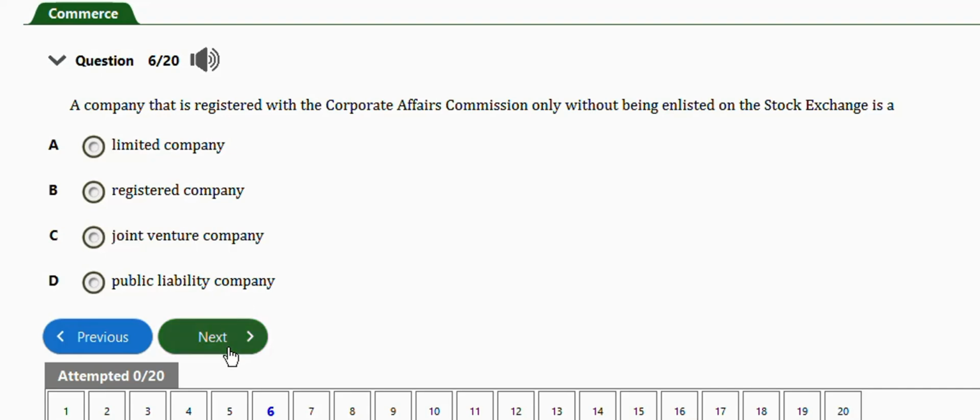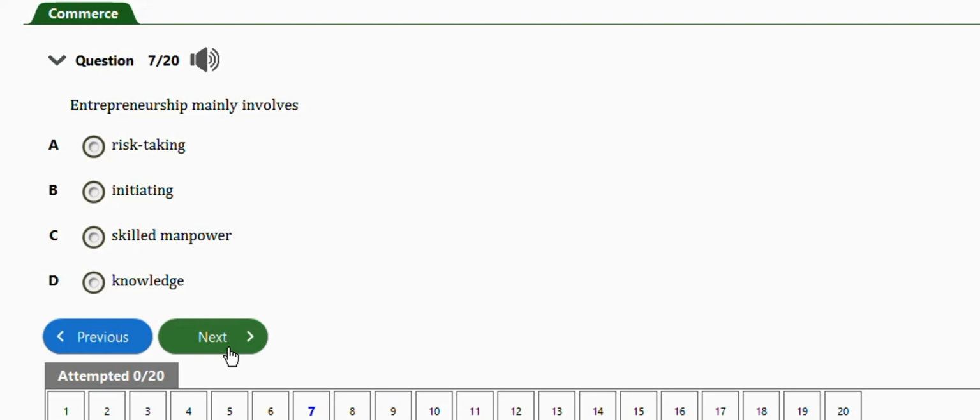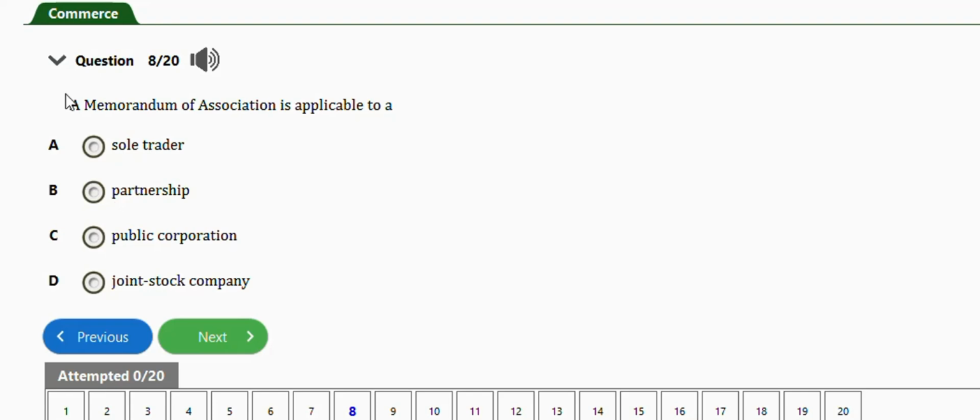Next question. It says entrepreneurship mainly involves risk taking. Option A. Next question is this one. It says a memorandum of association is applicable to a sole trader, partnership, public corporation, joint stock company. So the right answer to this question is option D. A memorandum of association is applicable to a joint stock company.